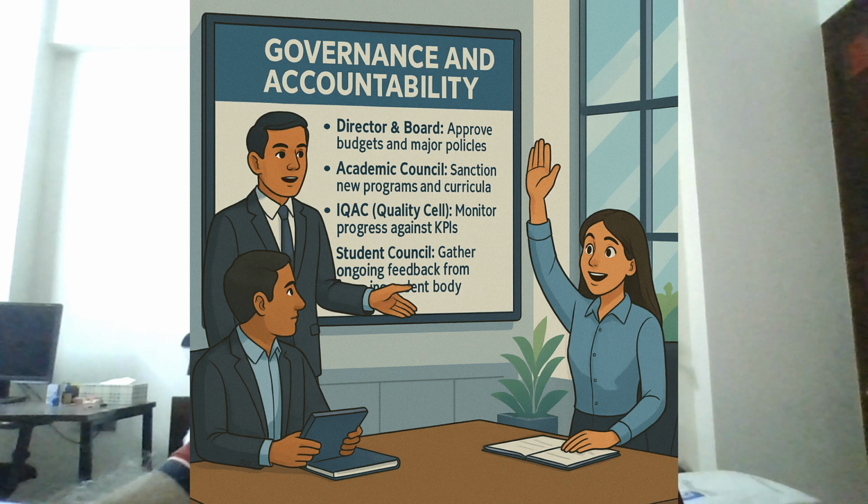The next point was governance and accountability. Clear roles and responsibilities were defined. Four roles were defined. The Director and board will approve the budgets and major policies. The Academic Council will sanction new programs and curricula. IQAC, the quality cell, will monitor progress against the KPIs, and the Student Council will gather ongoing feedback from the student body.